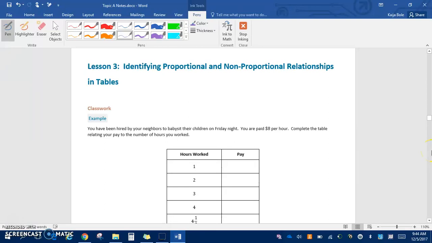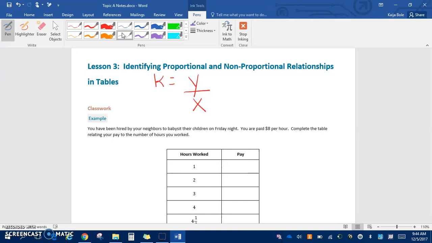Alright, here we are in Lesson 3, identifying proportional and non-proportional relationships in tables. Before we get started, I want you to write yourself a little note up at the top. Remember, when we're looking for that constant k, it is y over x. Alright, we're going to need that again today.